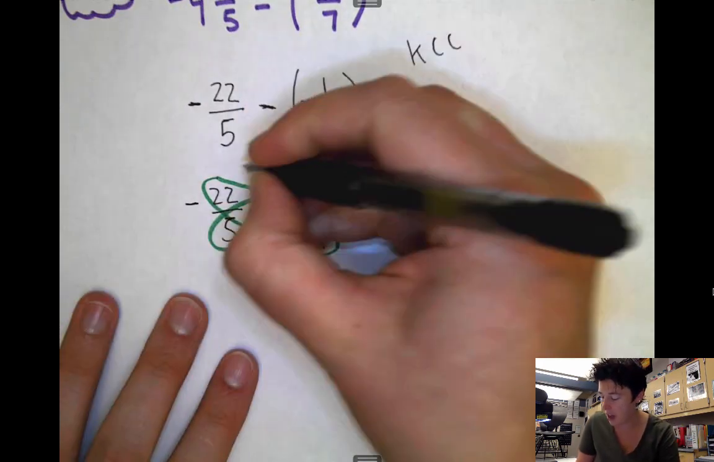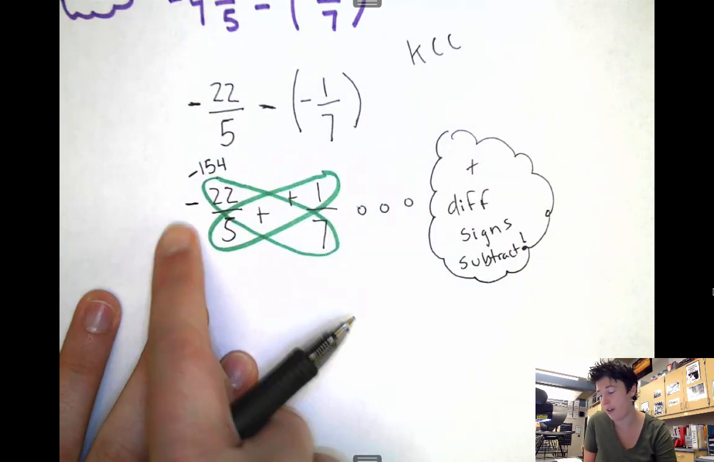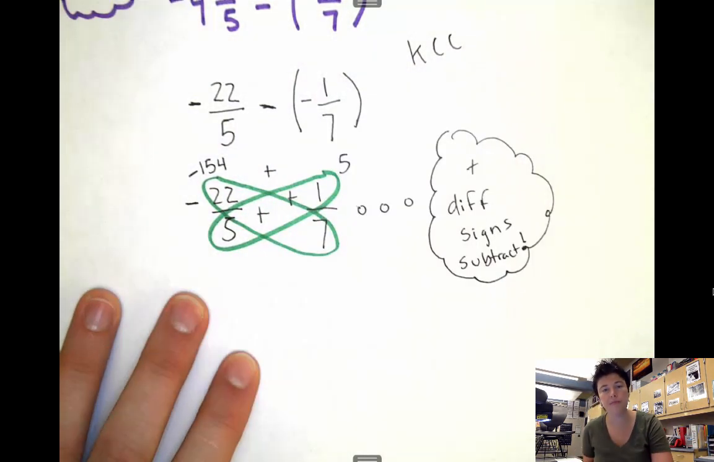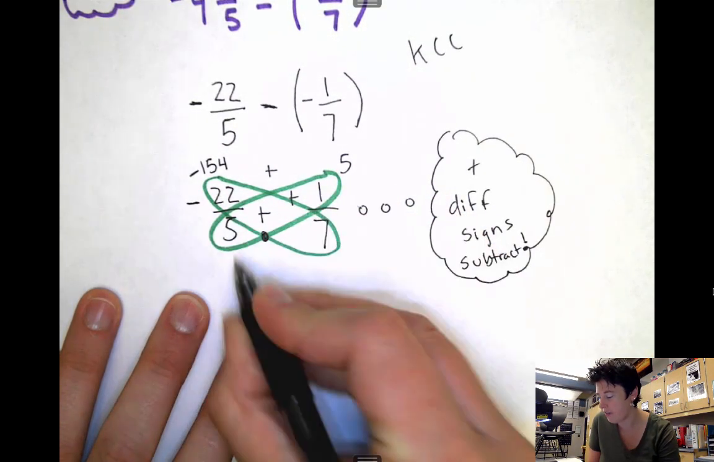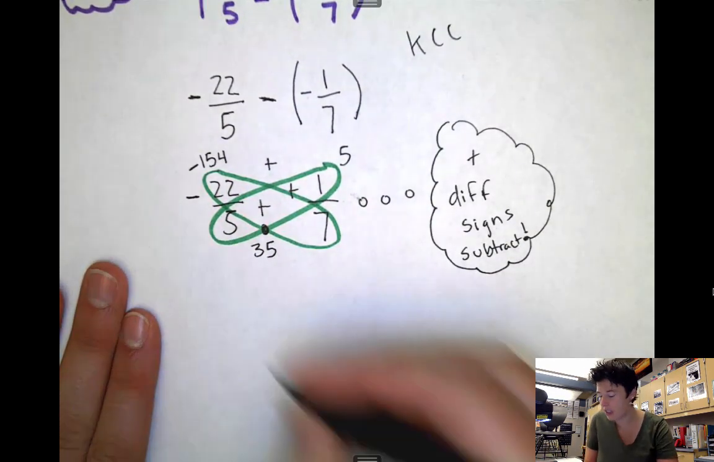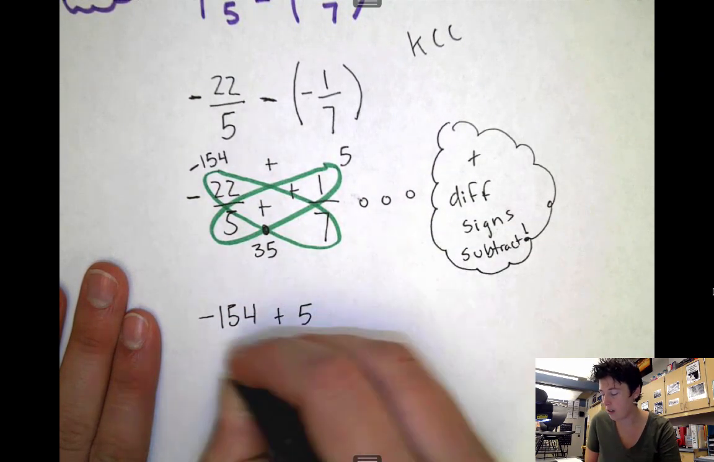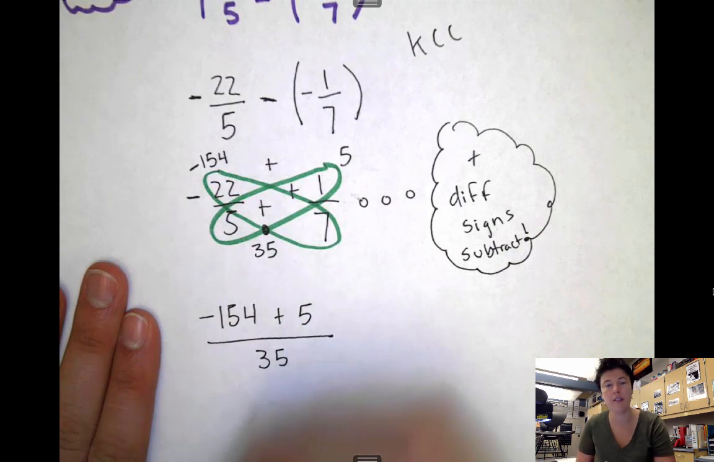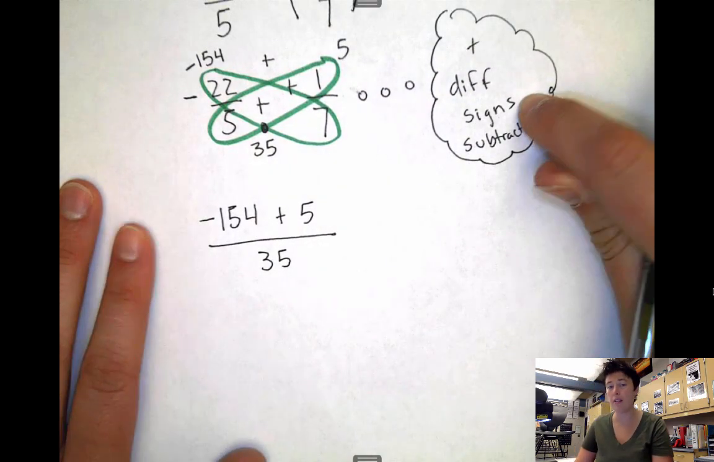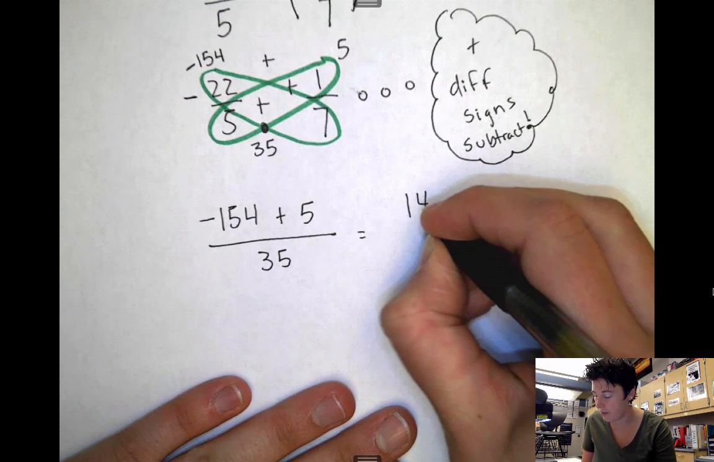So we have 154. Of course, it's negative because of this negative sign that was down below here. 5 times 1, that'll be easy. That's just 5. And we're going to be adding those together. And then for the bottom of my butterfly, 5 times 7 is 35. That'll be my common denominator. So I have negative 154 plus 5 all over this new common denominator of 35. And because I have different signs, we already established that the rule is to subtract. So 154 minus 5 is 149 over 35.